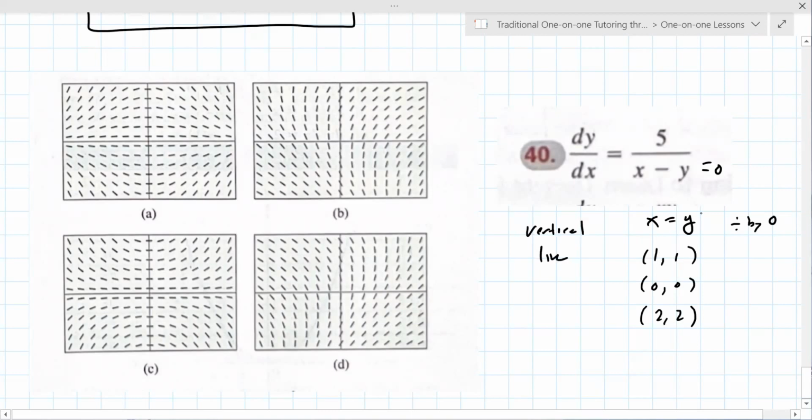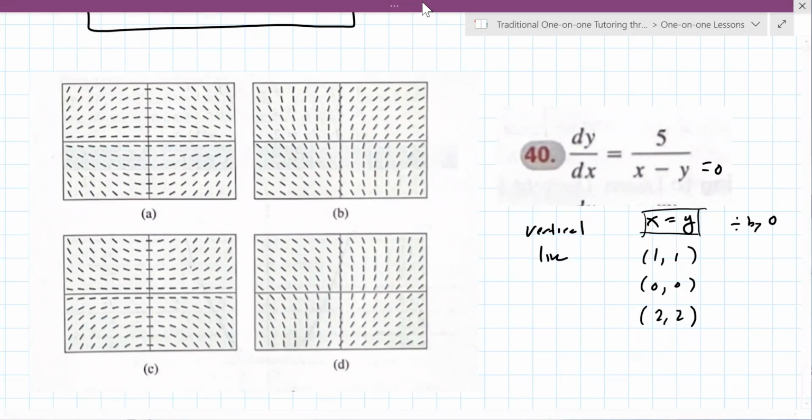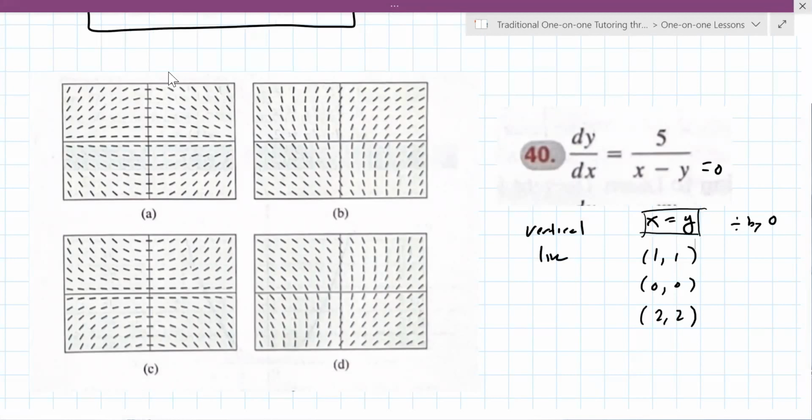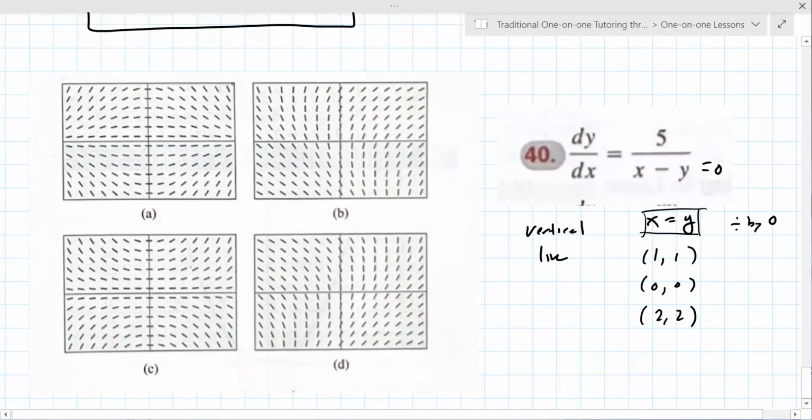So you can actually sketch the line x equals y. I'll do that in blue. And what you're looking for is at those points. Oh, this isn't a square window, is it? No, it's not. So along that line that I'm drawing roughly, the slopes should all be horizontal. I'm sorry, vertical. Wait, what's a square window? Well, it has more on the left than the right.